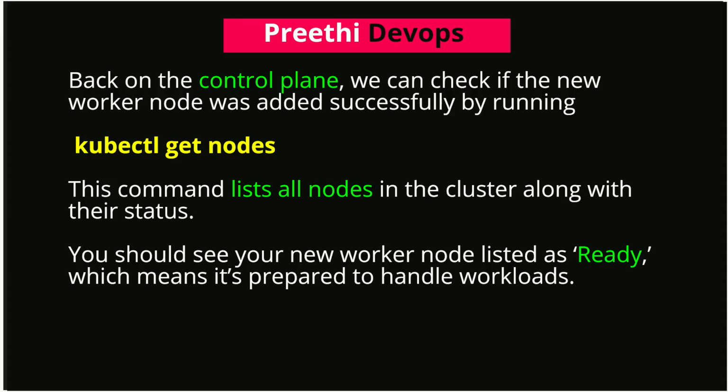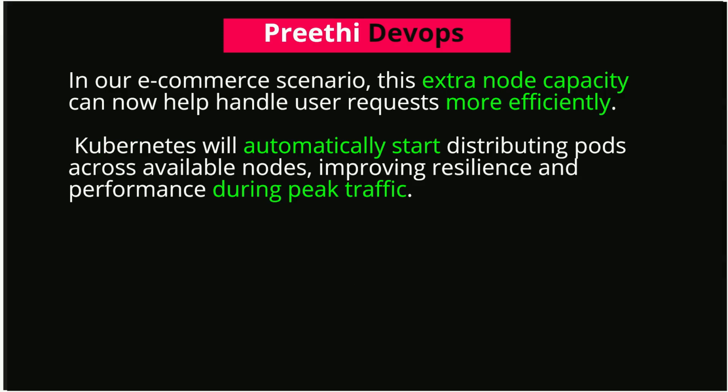Back on the control plane, we can check if the new worker node was added successfully by running kubectl get nodes. This command lists all nodes in the cluster along with their status. You should see your new worker node listed as Ready, which means it's prepared to handle workloads.